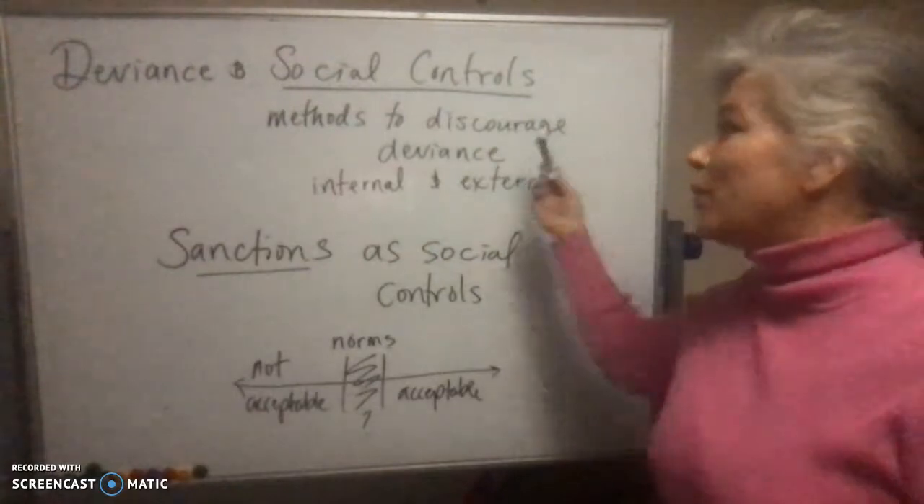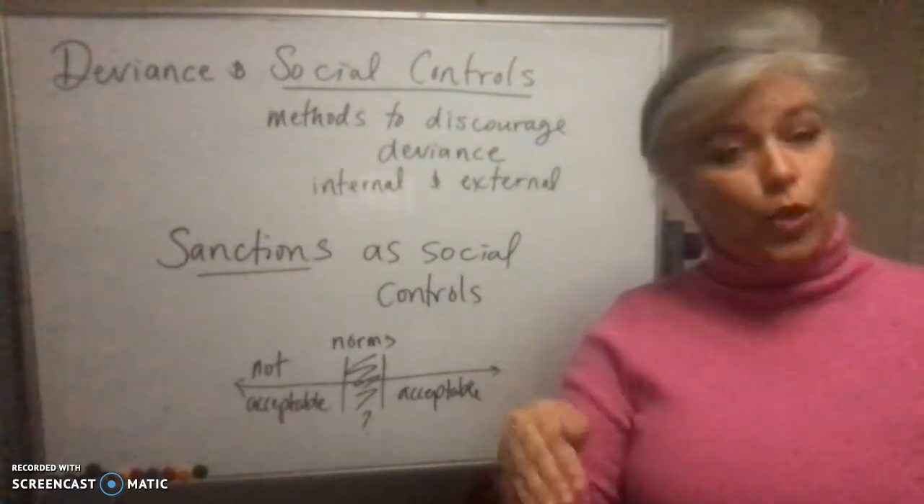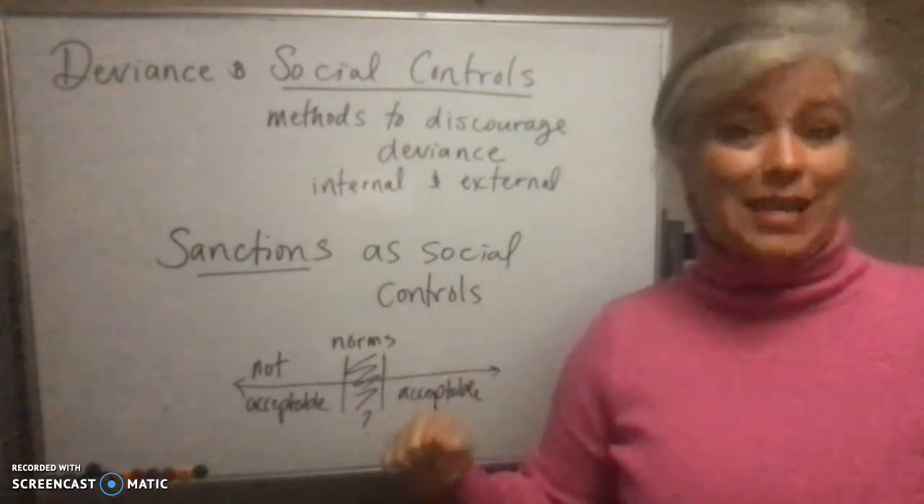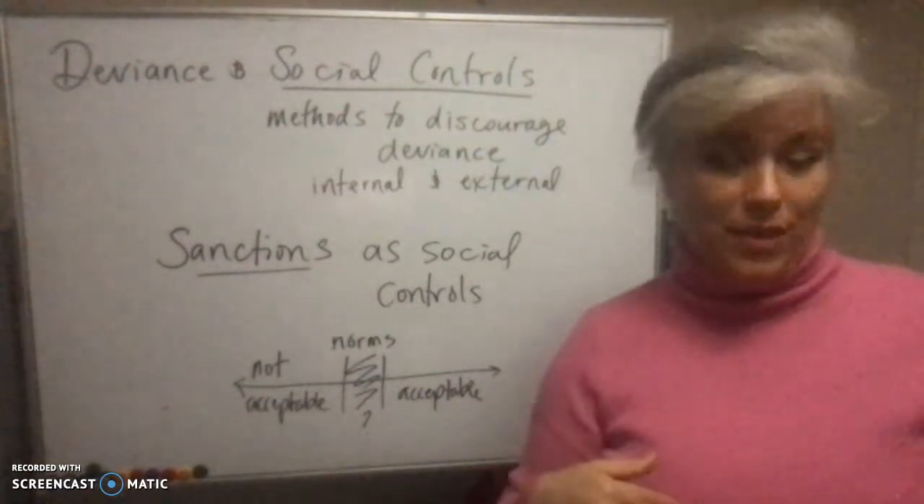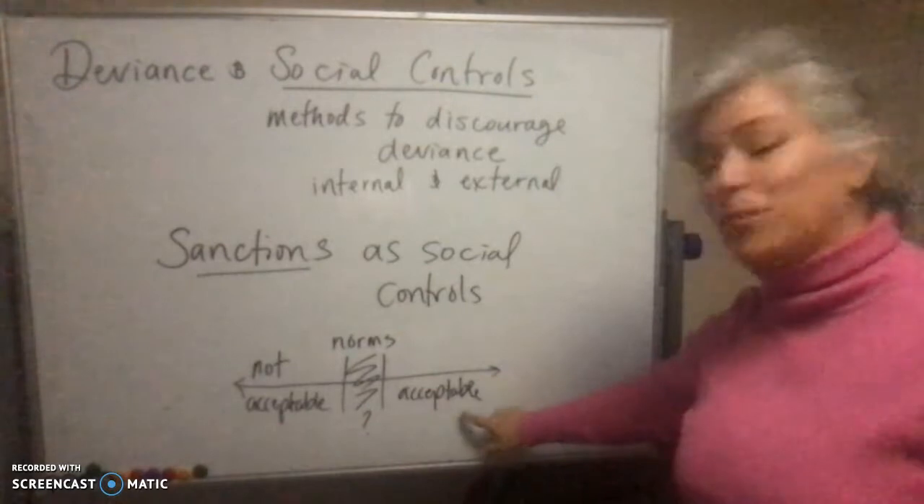So that's essentially what a social control is. It's any method that a society has in place to try to keep you on the straight and narrow, to discourage you from doing things that society considers to be deviant, and rather encourage you to do things that are on the acceptable side of norms.